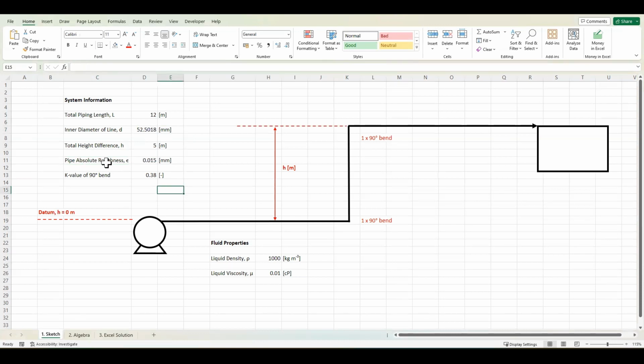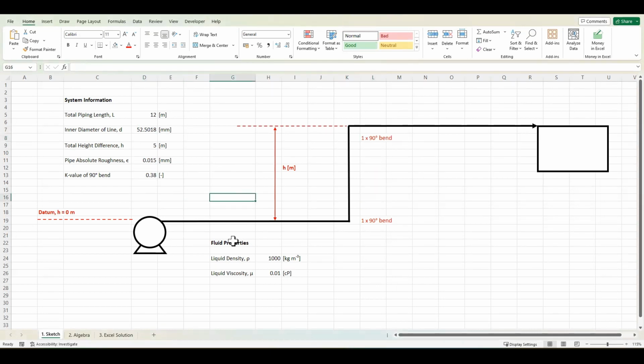Pipe absolute roughness again, so this is something you can find online. This is for a stainless steel pipe. It's essentially the bumpiness of the pipe inside, which is going to contribute to your frictional losses. K value of a 90-degree bend. Again, this is just illustrative for this problem, but in reality you might have some T-junctions and valves that have pressure drop through them. I've just assumed there are two 90-degree bends.